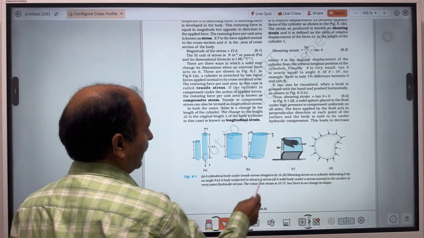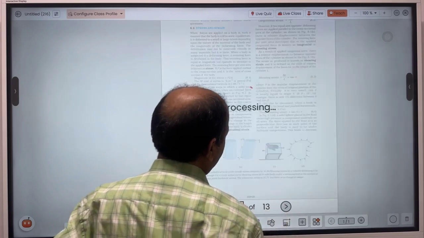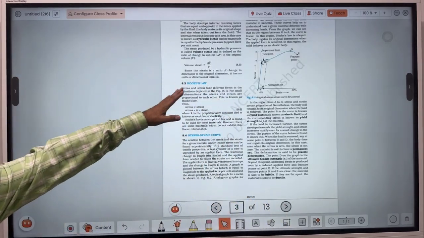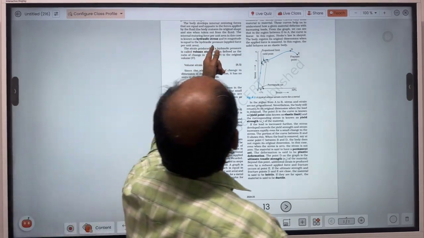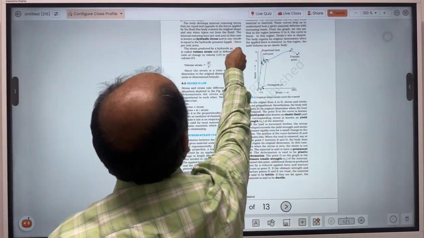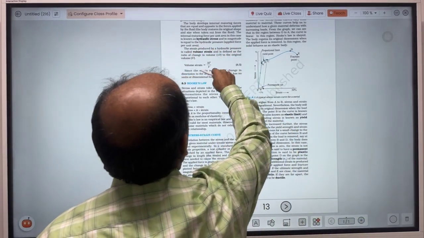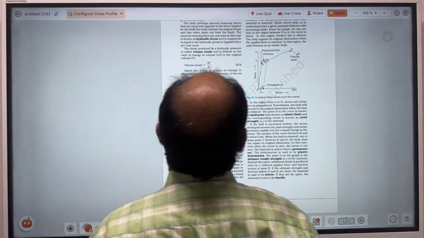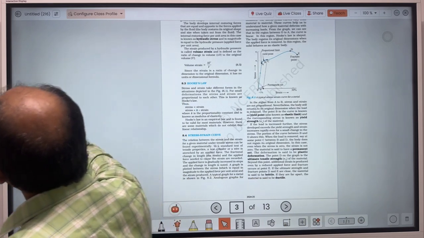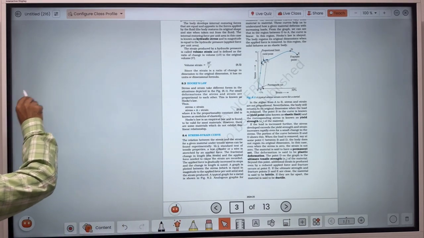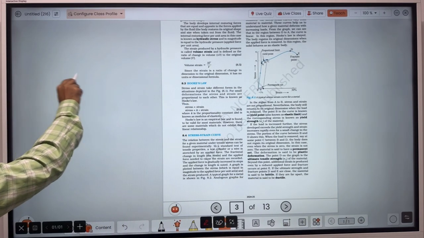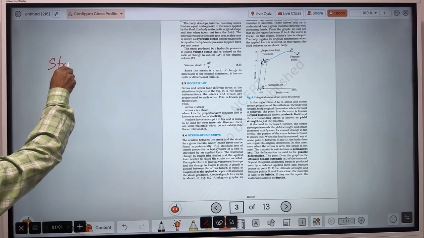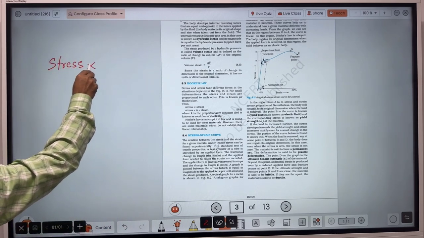Now let's proceed. The hydraulic stress is also given here. You can understand it. And then volumetric strain, I told you. Then Hooke's law. So what is Hooke's law? Hooke's law means within elastic limit, stress is proportional to strain.